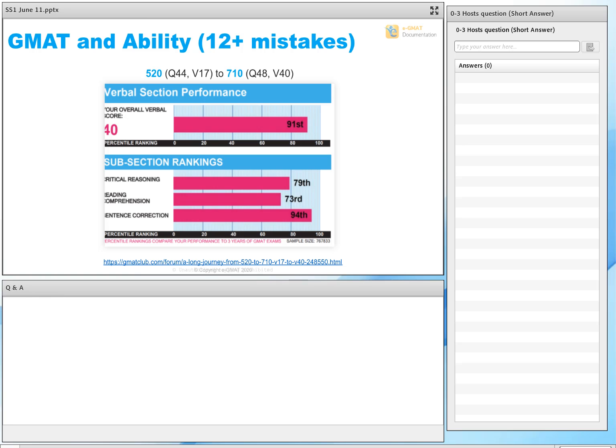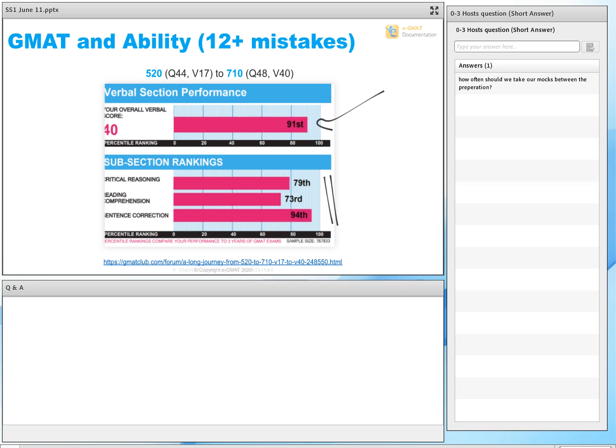So another data point before I talk about how you go about building abilities is that this one shows two things. One is that your GMAT score is a combination of your ability scores. You can see this guy scored a V40, and that V40 is composed of these ability scores. The second thing is, essentially this guy made many mistakes during his attempt, and yet he was able to get to a 91st percentile on verbal.